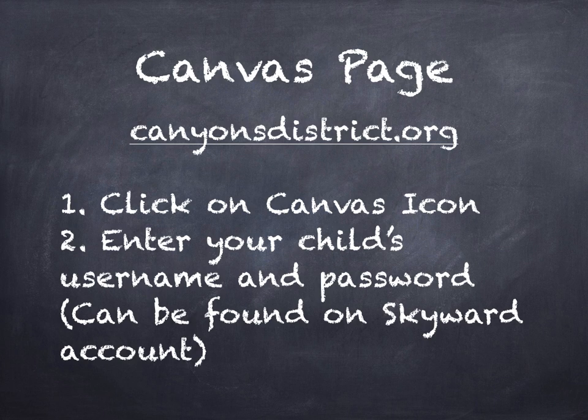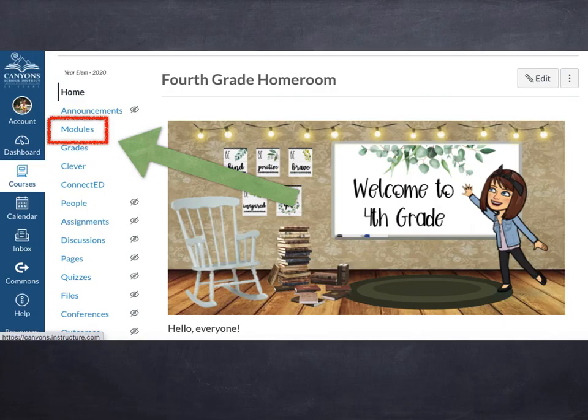How you get to that: canyonsdistrict.org or a Sunrise homepage. Click on the Canvas icon, enter your child's username and password. This can be found on your Skyward account, or if you have set up a parent Canvas page, you can use that access as well. So once you're into Canvas, it will come to my homepage. If you have trouble getting this far, let me know. I can help you work through that. I know that switching over to Canvas this year is kind of tricky.